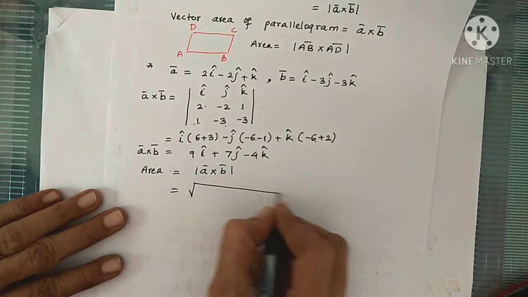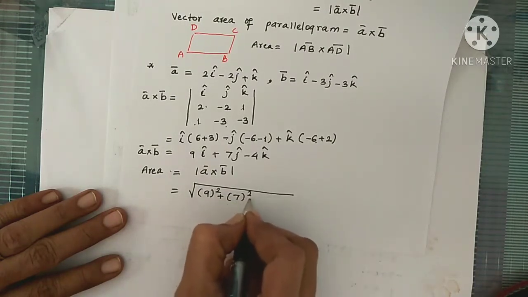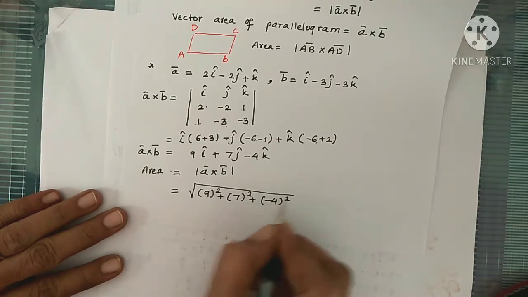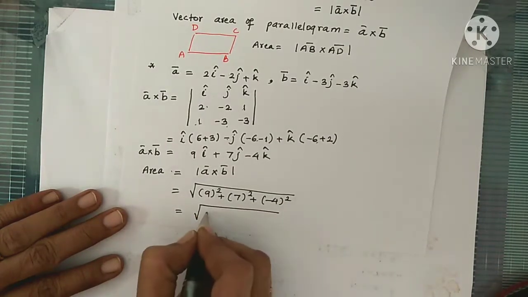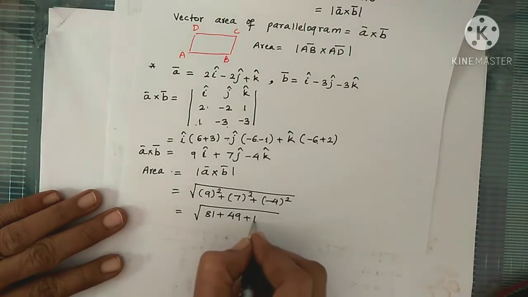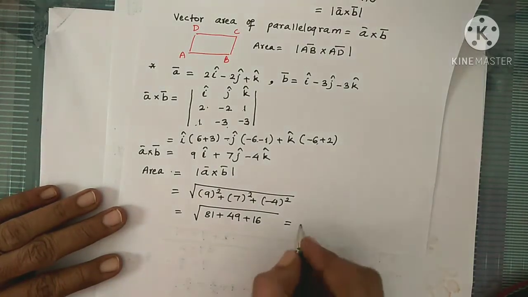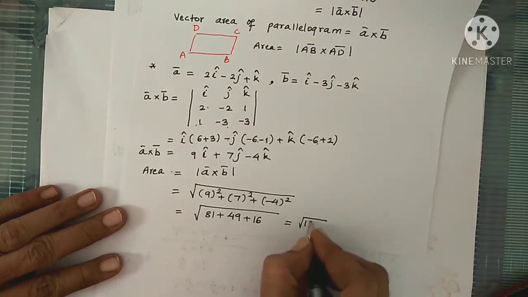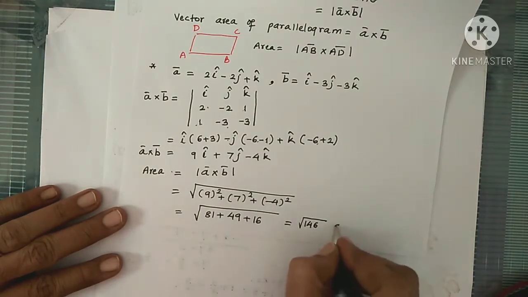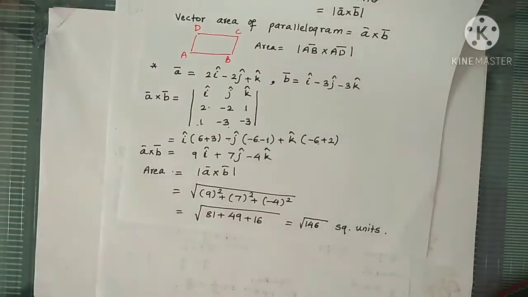Modulus of A bar cross B bar is root of 9 square plus 7 square plus (-4) square. That is 81 plus 49 plus 16. Now 81 plus 49 is 130. Adding 16 to it is 146. And since it is area, let's write here square units. So the area of the parallelogram is root 146 square units.